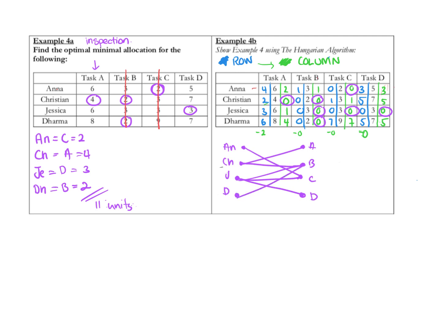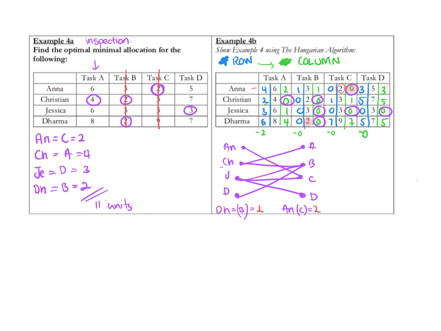Okay, so then you allocate your jobs. I can see Dharma can only do B. Now you have to go back to the original, and that's why it's handy to have this, because now I can see Dharma is doing B, but there's the original, so it's 2. And Anna could only do C. So Anna is C, and that's 2 as well.